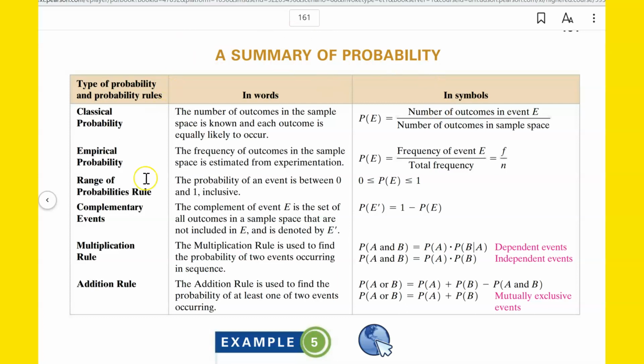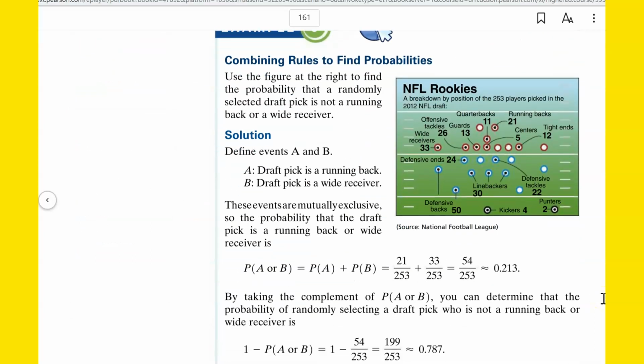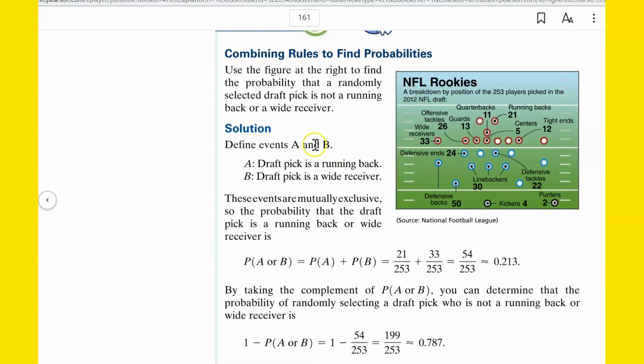Here is a good summary of everything that's been learned so far in our probability basics. So if you want to read through that table, that'd be a good idea. All right, example 5. We have this graphic here telling us about the draft, a different breakdown of the 2012 NFL draft.